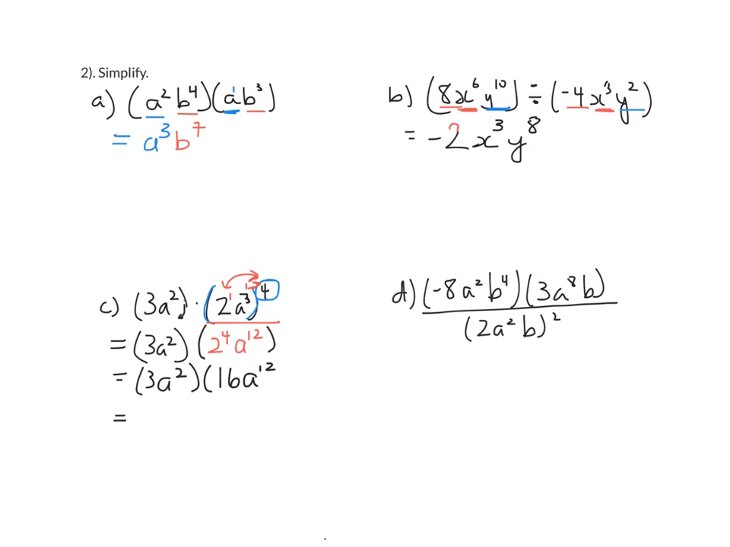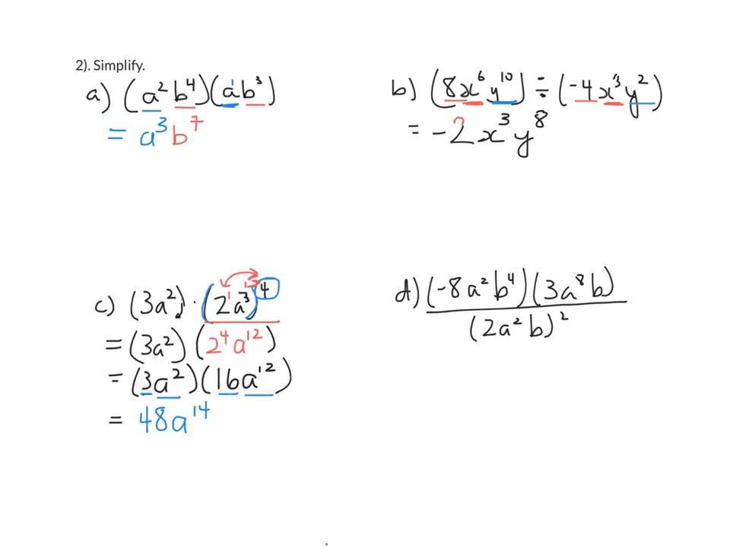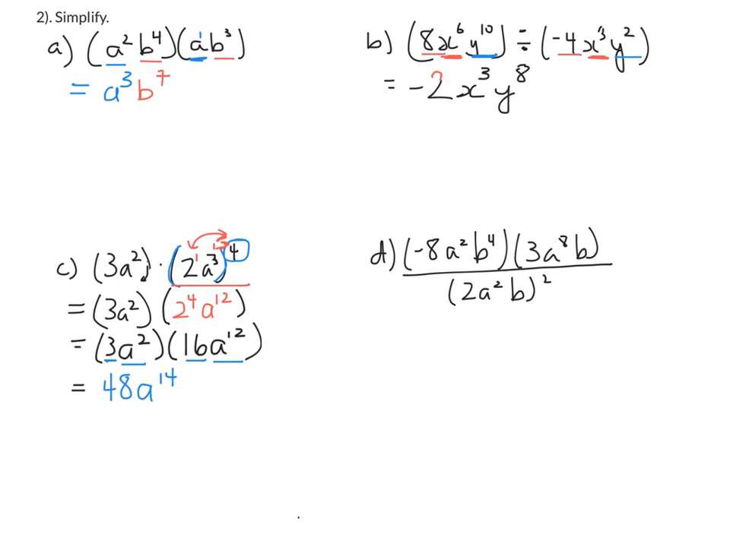All right, now I am ready to multiply these two things together. So I have 3 times 16, so 3 groups of 16 I think is 52, no, 48. 48 comes out of that, and then I have my a squared times my a to the 12, base is the same, 2 plus 12 is 14. We're adding the exponents. All right. Seriously, I don't know what I'm doing wrong here. Okay, let's try the next one.